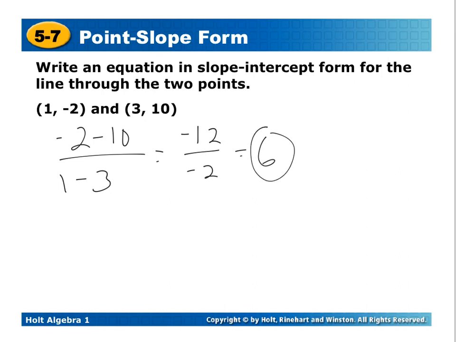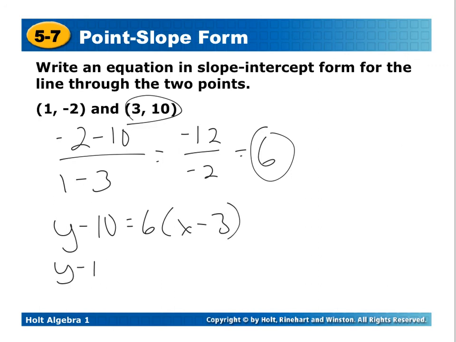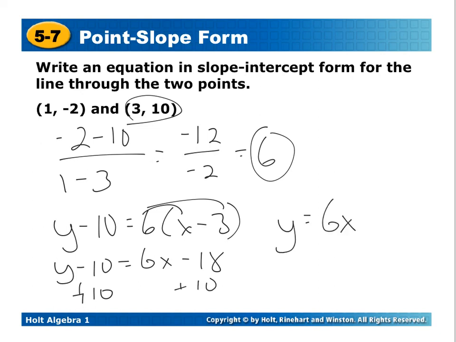So now I'm going to pick my point. I'm going to use 3, 10. y minus 10 is equal to 6 times x minus 3. So y minus 10 equals 6x minus 18. Once again, I'm going to go ahead and add 10 to both sides. So our last equation should be y equals 6x minus 8.